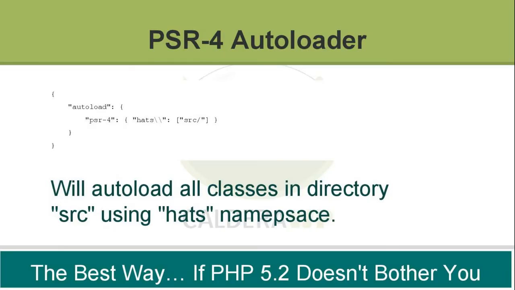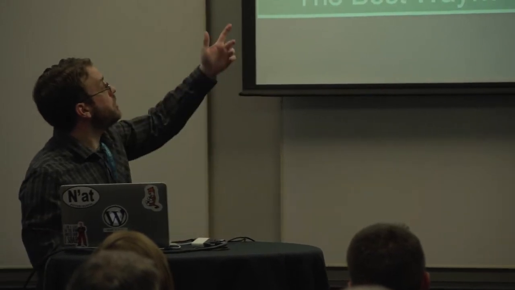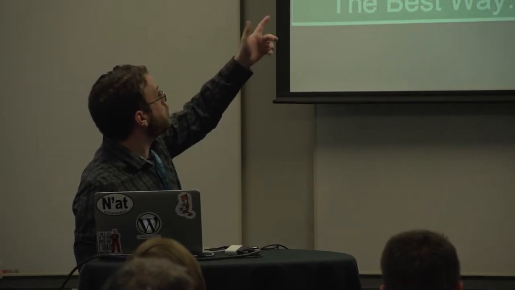PSR4 autoloader is very easy to use. It's the best way as long as you're not stuck with PHP 5.2, which I realize many of us are. We add an autoload section here, and we say, what is my namespace? And we end with a slash, but we have to escape that slash, so it's two slashes. And then, right, so this is going to use the namespace Hats. And then what is the root directory?